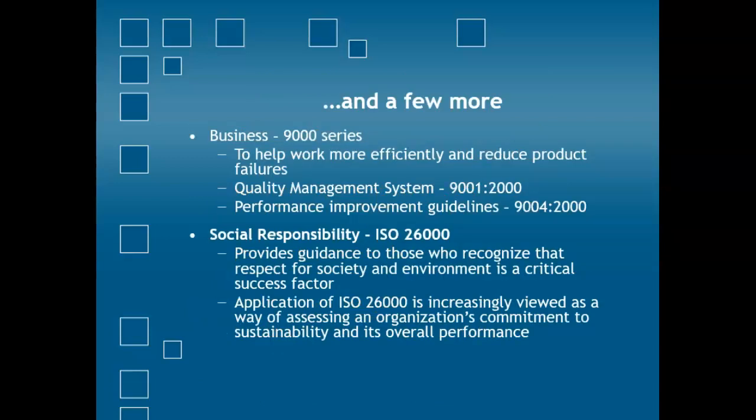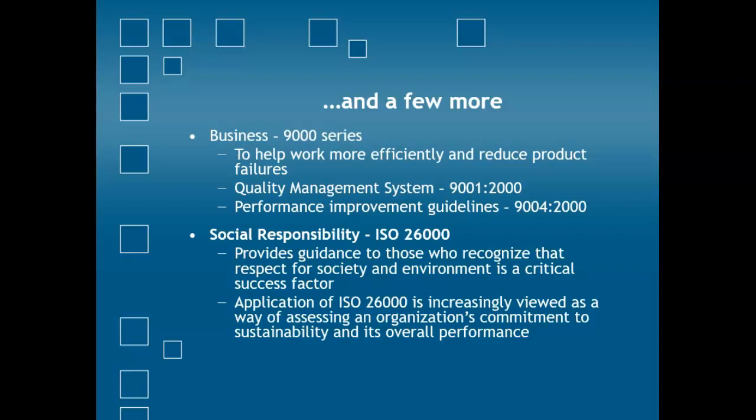So the 9,000 series for business is to help businesses work more efficiently and to reduce failures of products. So when products fail, then they get wasted. That means that all the efforts made through the supply chain are wasted, which means that all of that money is lost, and there's all that environmental damage that was created, all for basically nothing because of a failure of the product. That could be things like design failures within the product that made it fail, for example. And then there are also the quality management systems, which are in the business series, and performance improvement guidelines.